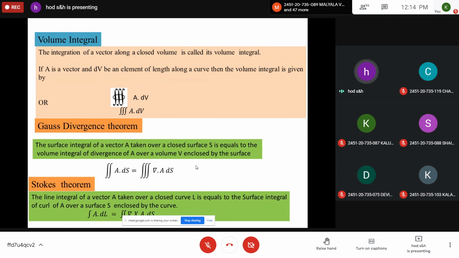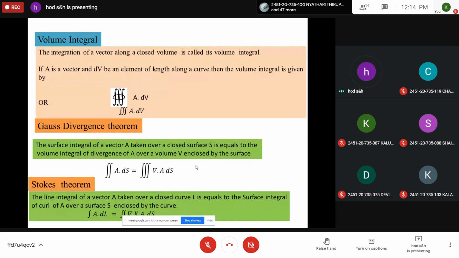The surface integral of a vector A taken over a closed surface S is equal to the volume integral of the divergence of A taken over the volume enclosed by the surface. In the expression, on the left side you have the surface integral, which is a two-dimensional concept, and on the right side you have the volume integral, which is three-dimensional. So a 2-dimensional quantity is expressed as a 3-dimensional quantity by the operator divergence. It is a conversion of a 2-dimensional quantity into 3-dimensional and vice versa. This is the Gauss divergence theorem.